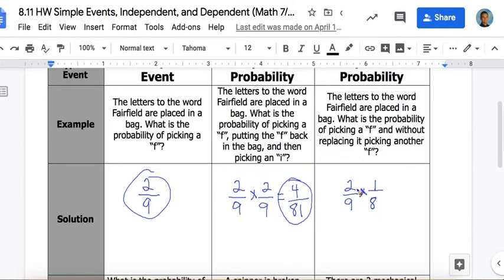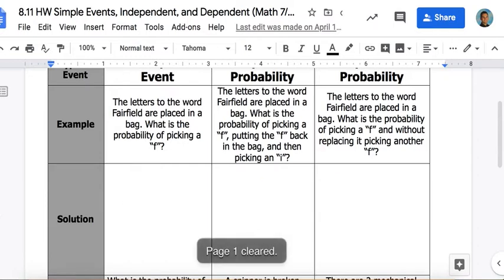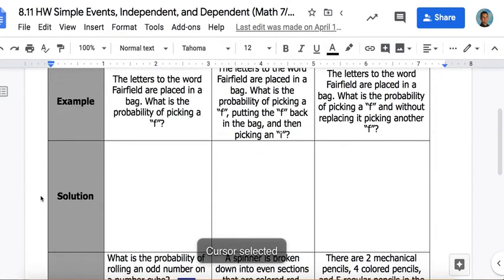There is some cross simplification here. I can divide by 2. 2 divided by 2 is 1, and 8 divided by 2 is 4. 1 times 1 is 1, and 9 times 4 is 36. So it's 1/36.